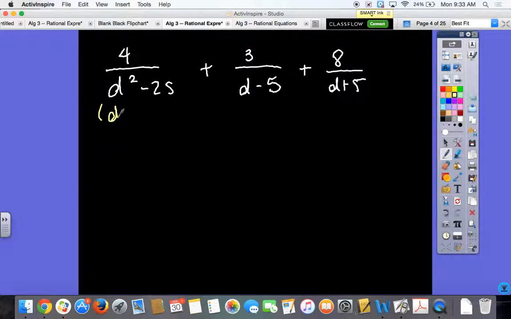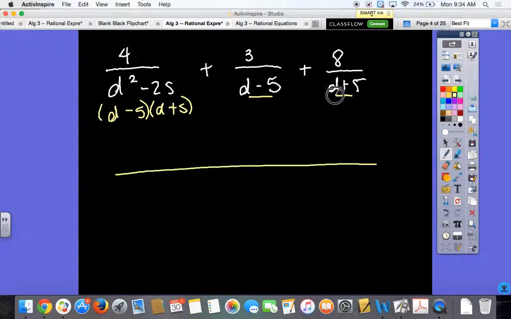Like this one has 3 portions. Doesn't necessarily mean it's harder, it's just a little bit longer. All right, and if you notice, we do have d minus 5, d plus 5. You should have been suspicious when both of these were d minus 5 and d plus 5. You're assuming that those things are going to repeat. They're kind of like little hints out there.